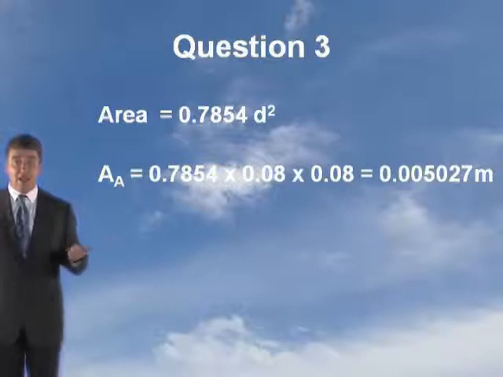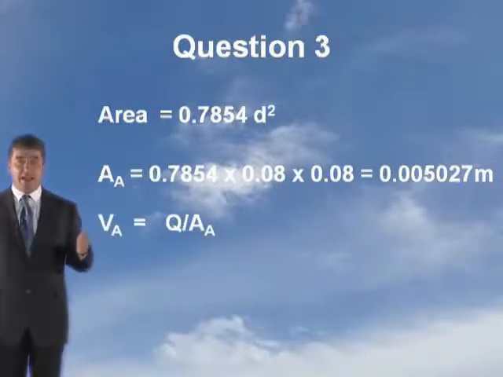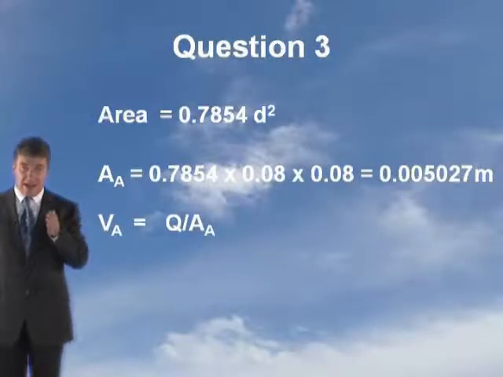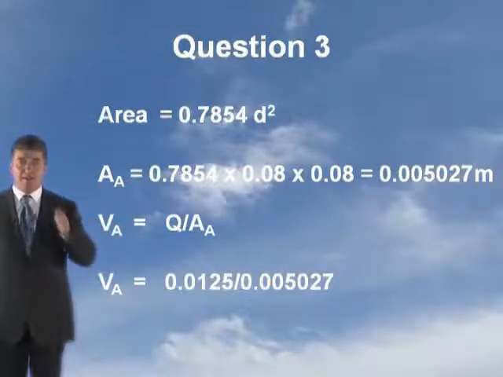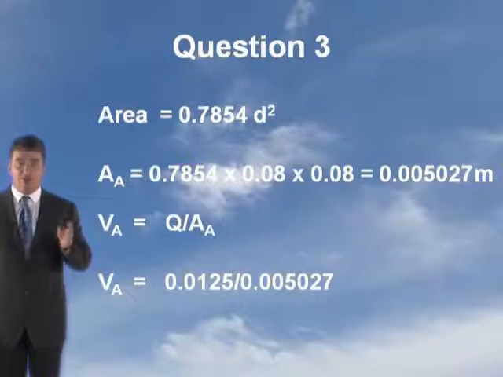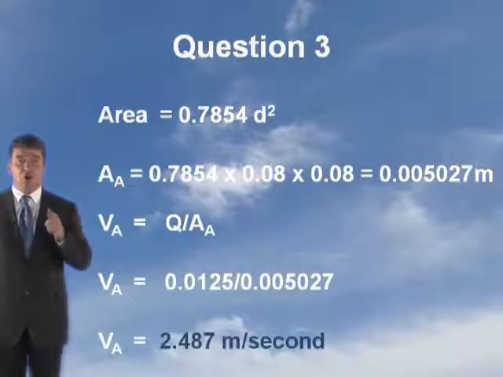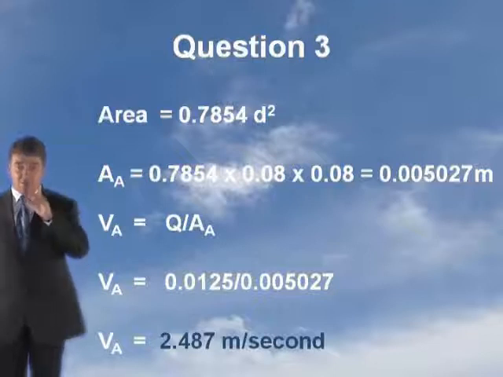Therefore, the velocity at A, when you bring Q in, VA equals Q divided by AA. Velocity at A is 0.0125 divided by 0.005027. The velocity at A is 2.487 metres a second. So we've worked out the velocity at A. Let's work out the velocity at B using the same format. VB equals Q divided by AB.